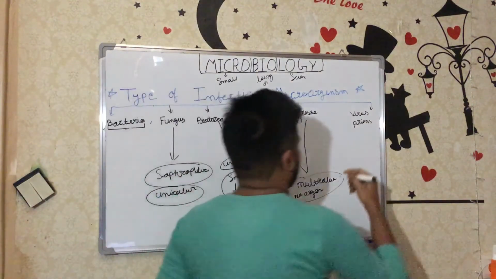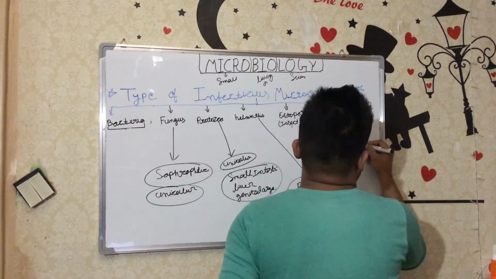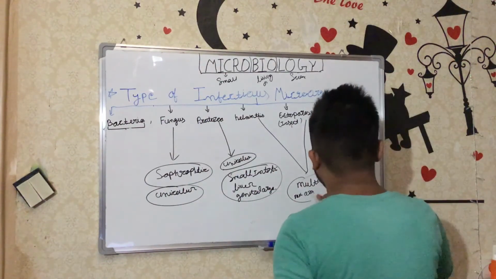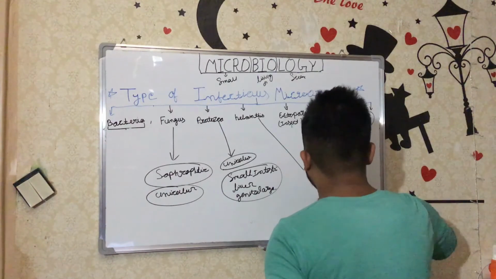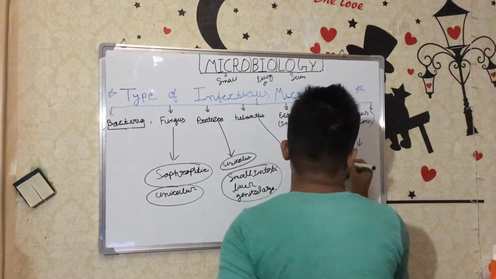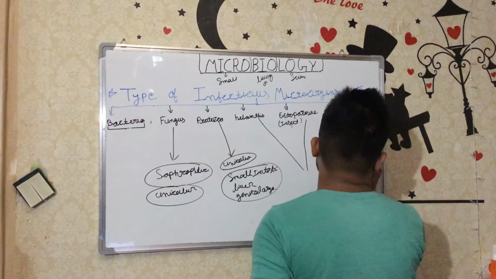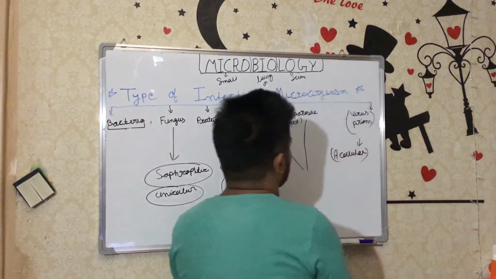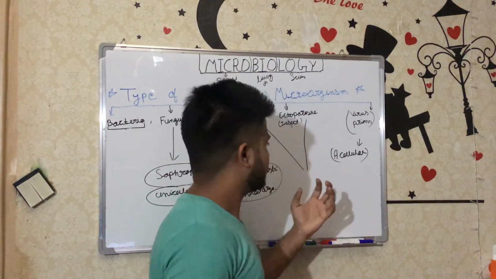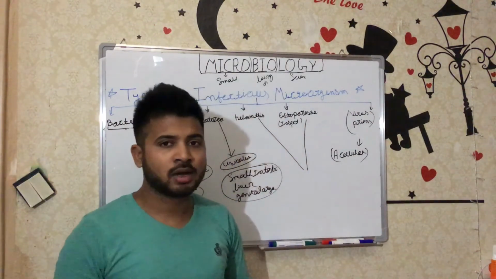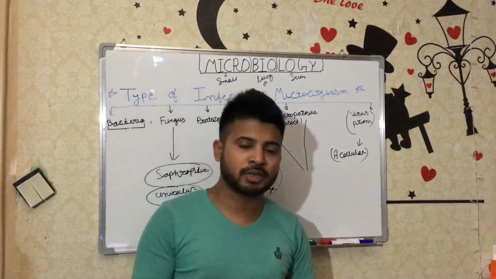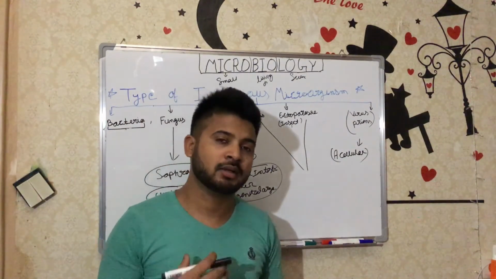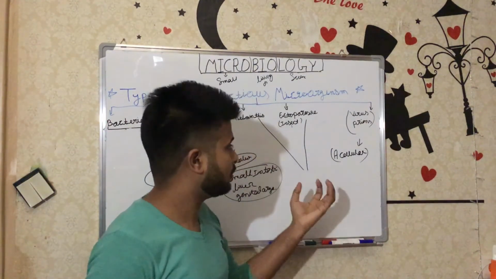And finally, about the virus and prions. Actually, a virus is an acellular microorganism, meaning they don't have any cell wall. It is composed of a protein layer for protection. That's why it's composed of protein.